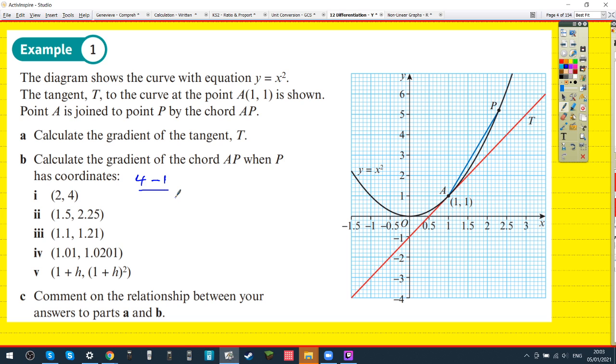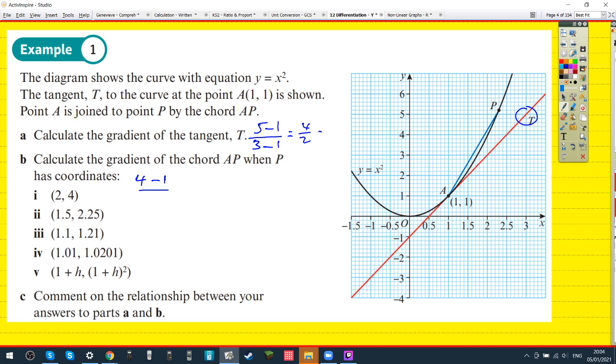But how do you work out the gradient of the tangent t? Because that's the first question. Tangent t goes through 3, 5 and 1, 1. So you use those two coordinates? Yeah. So it'd be 5 minus 1 over 3 minus 1, which is 4 over 2, which is 2.